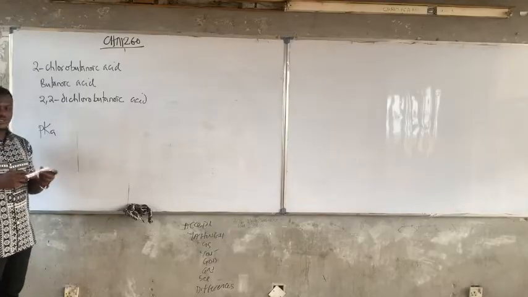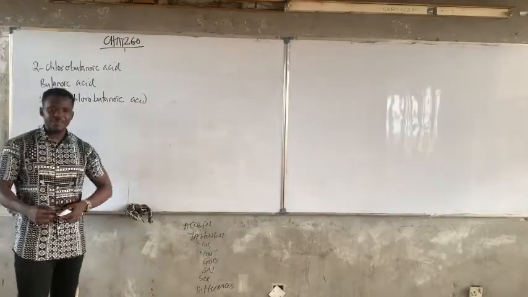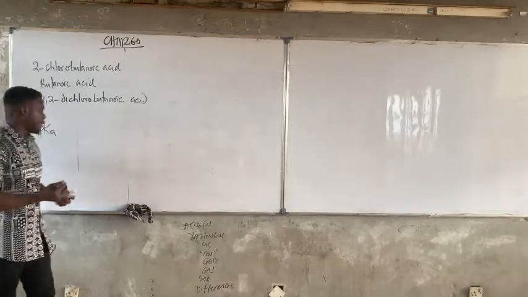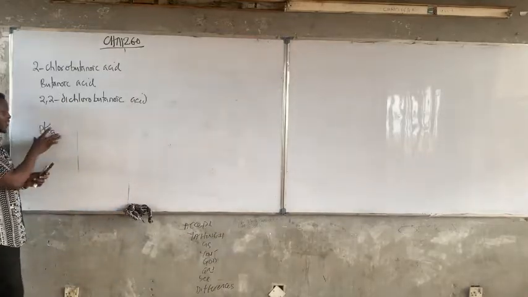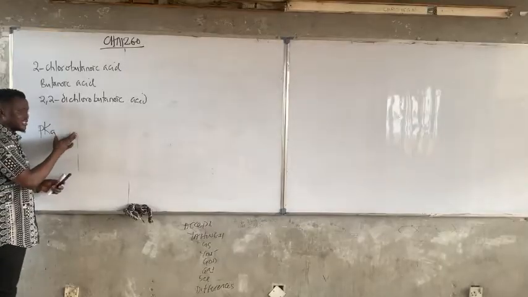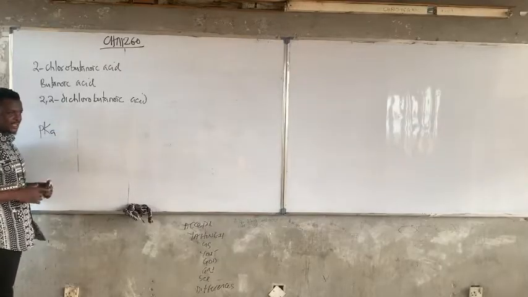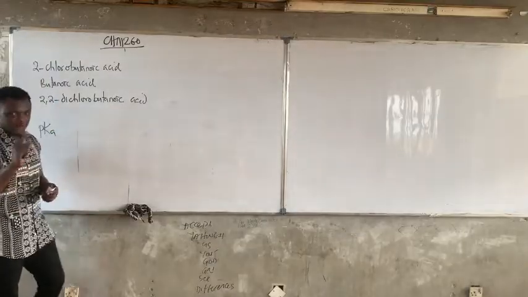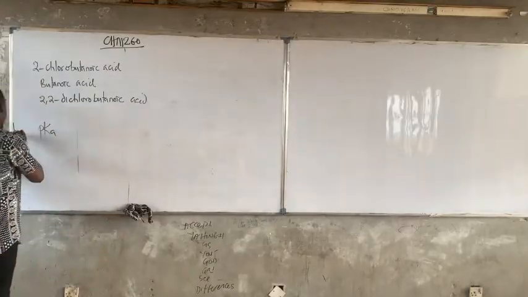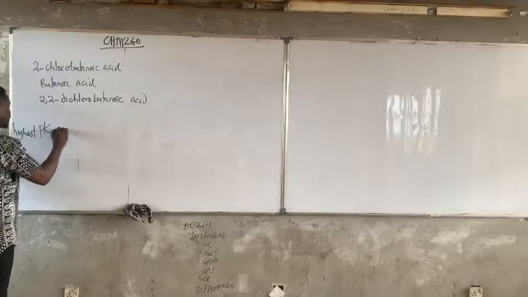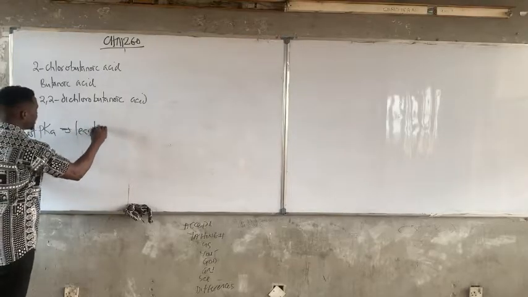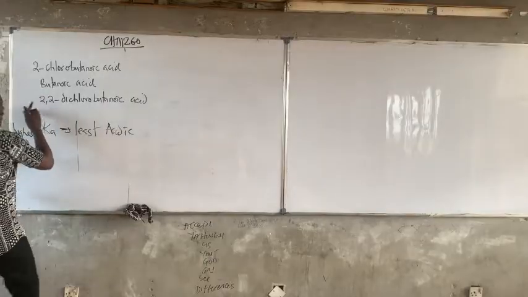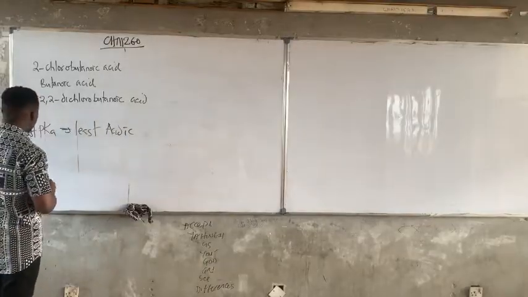Now, it is important for us to know that pKa is like pH. pH is used to determine the strength of mineral acid. Low pH means high acidity, and high pH means low acidity. The same applies to pKa. If the value of pKa is low, it means high acidity. High pKa means low acidity. So for them to ask which of these has the highest pKa, that is equivalent to asking which is the least acidic. So let's check these three to see which one is less acidic.